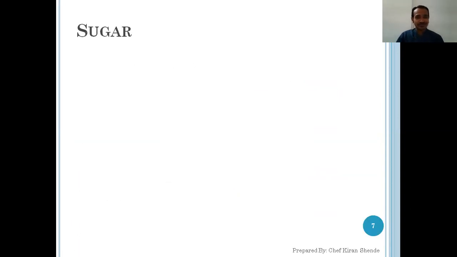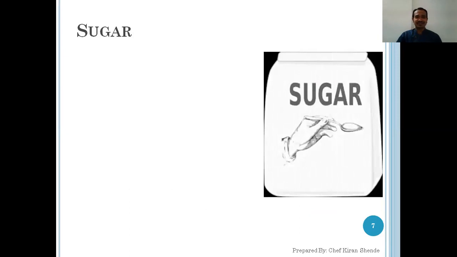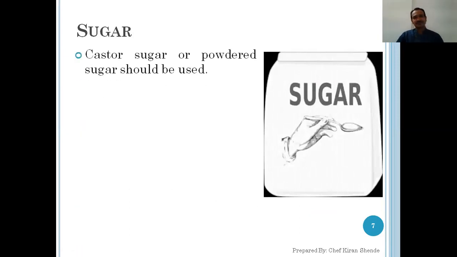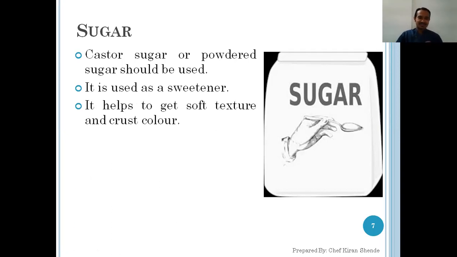Number two, sugar. Again, a very important element of any cake making. Sugar is basically used in a couple of formats in cake making. Number one is caster sugar and number two is powdered sugar, which is mostly used in any form of cake. Number one, objective or function. It gives sweetness. It's a sweetener.